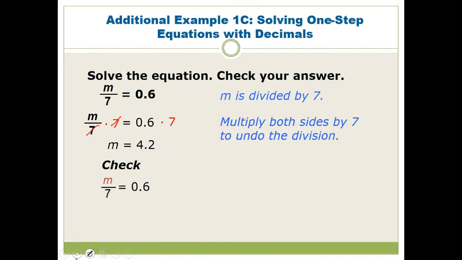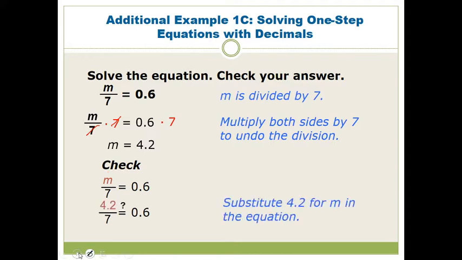All right, so we can check, as always, by replacing the variable with what we think the answer is, in this case, 4.2. So we substitute 4.2 into the equation. 4.2 divided by 7, is that really equal to 0.6? And if you got on a calculator and checked it, you would find out that yes, it is equal to 0.6. So we know that 4.2 is the solution.